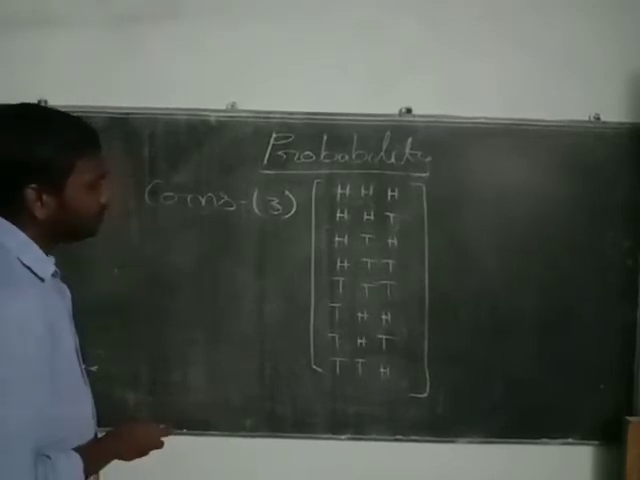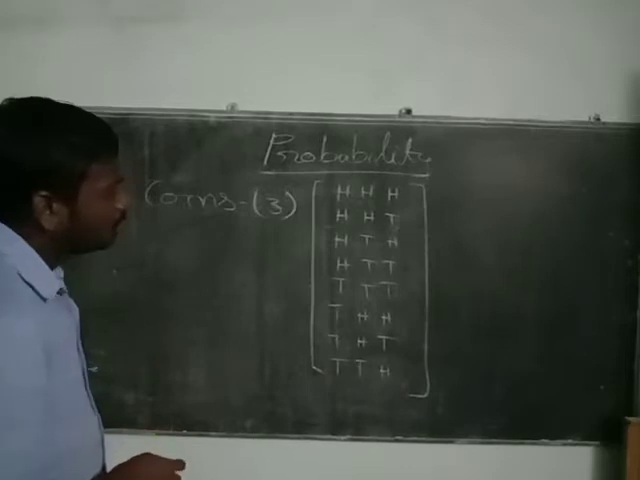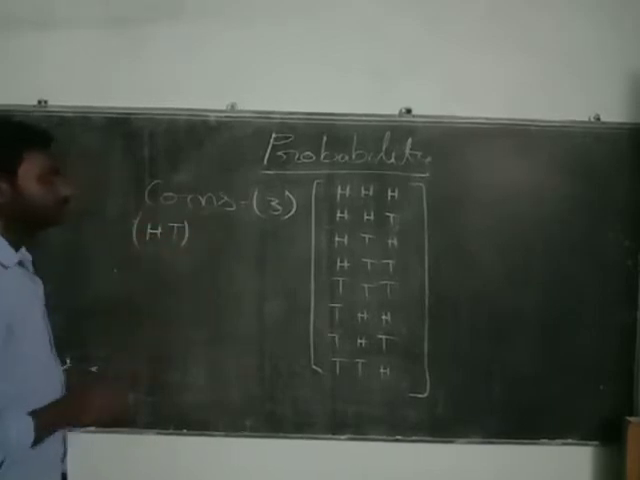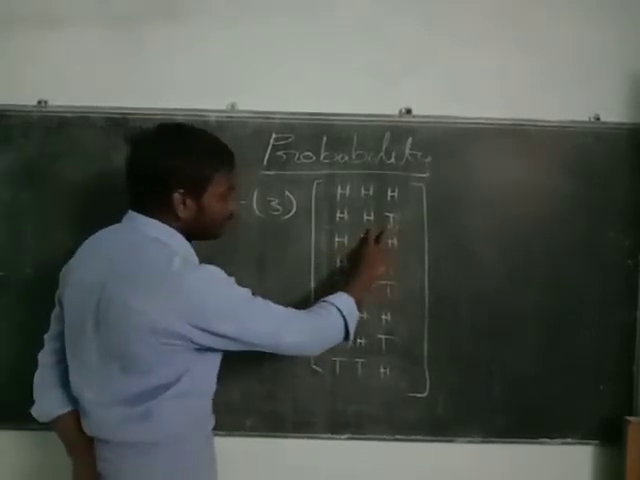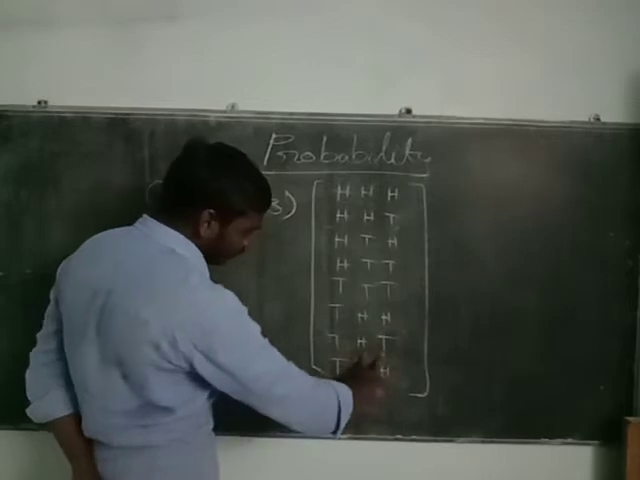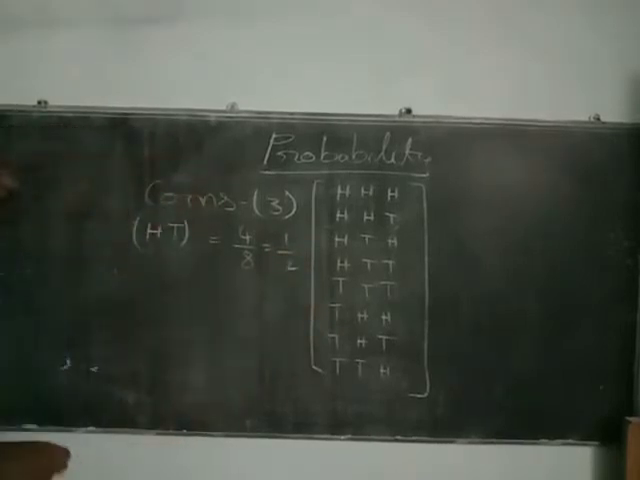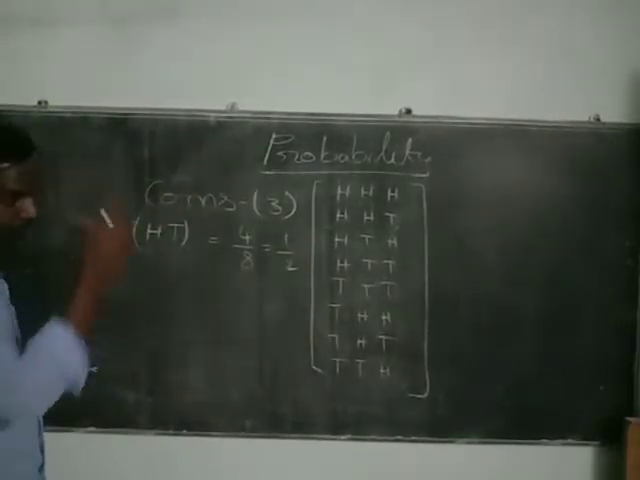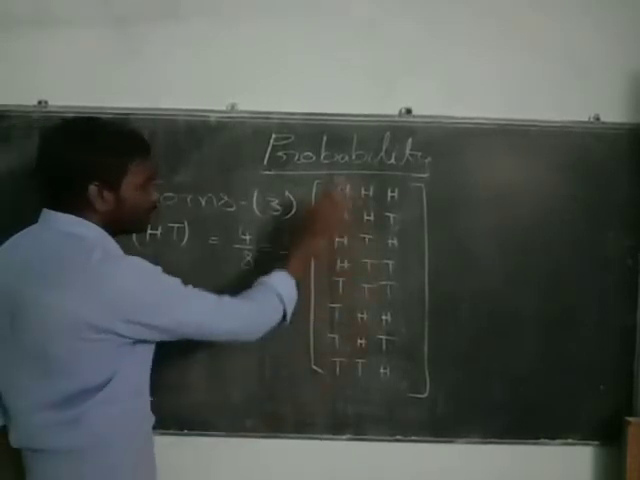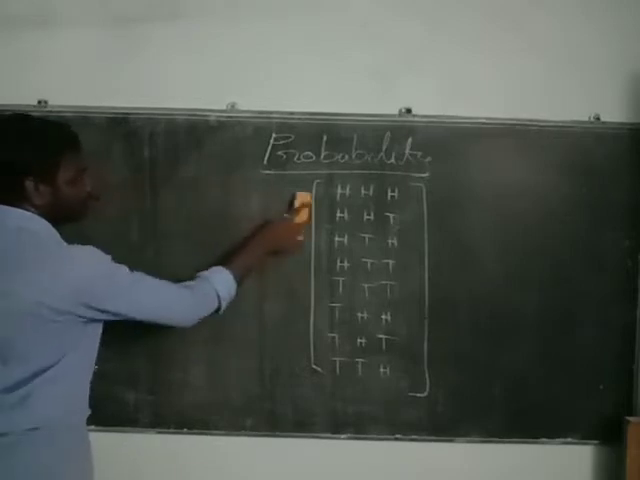Or the possibility of having one head and one tail in a sequence. One head and one tail. Here I am having one, here I am having 2, 3 and 4. So I am getting 4 sequences. 4 by 8, that is equal to 1 by 2. So a question can be asked in different ways, but you have to only remember the process. Finding probability is nothing but the number of events occurred divided by the total number of events. This is up to the coin.